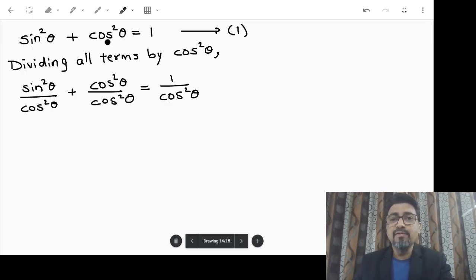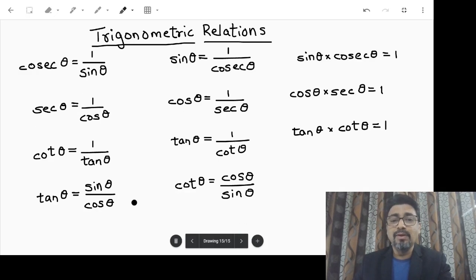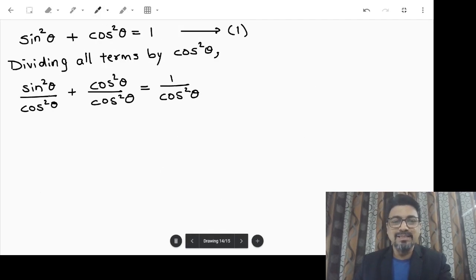If I divide all terms of this identity by cos square theta, what do I get? I get sine square theta upon cos square theta plus cos square theta upon cos square theta is equal to, on the right side, 1 upon cos square theta. Now students, if you observe, what is sine square upon cos square? We know from trigonometric relations, sine upon cos is tan, then sine square upon cos square will be tan square. So for sine square upon cos square I can write tan square theta plus cos square upon cos square, it's going to get cancelled.